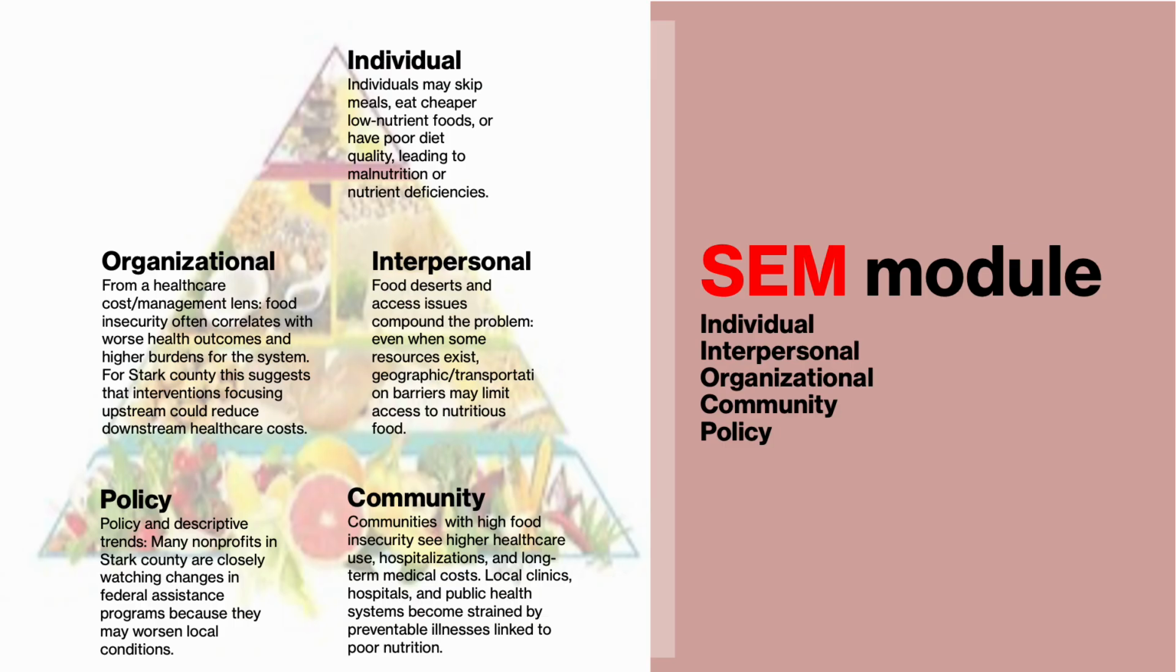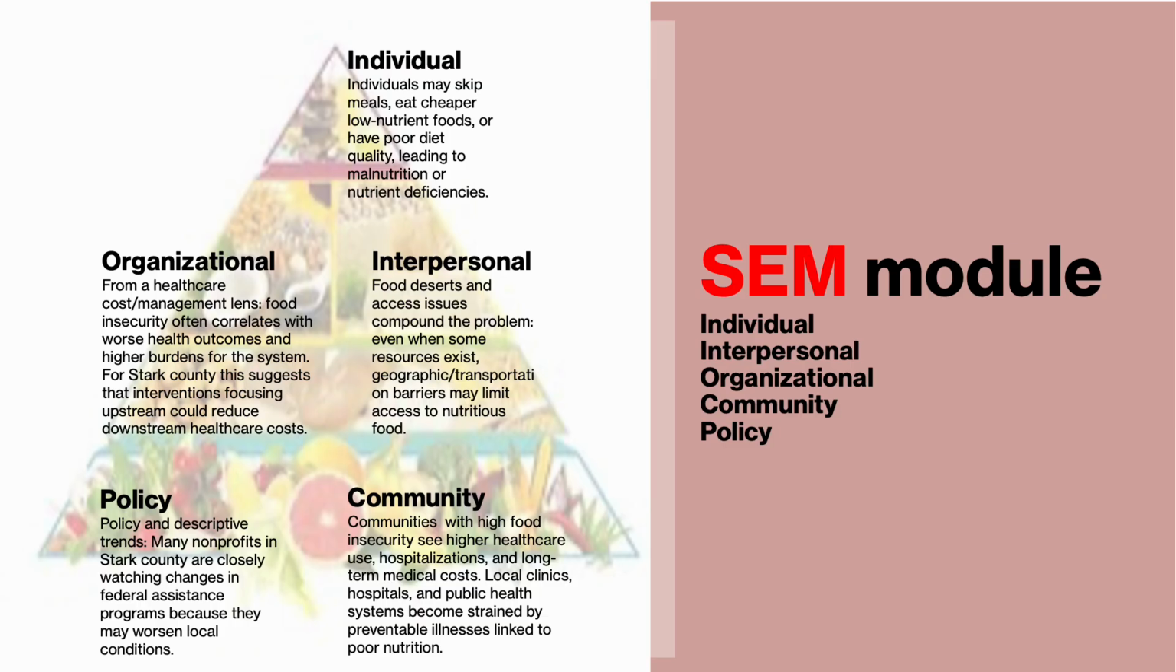At the organizational level, from a healthcare cost management lens, food insecurity often correlates with worse health outcomes and higher burdens for the system. For Stark County, this suggests that interventions focusing upstream could reduce downstream healthcare costs. On the interpersonal level, food deserts and access issues compound the problem. Even when some resources exist, geographic or transportation barriers may limit access to nutritious foods.